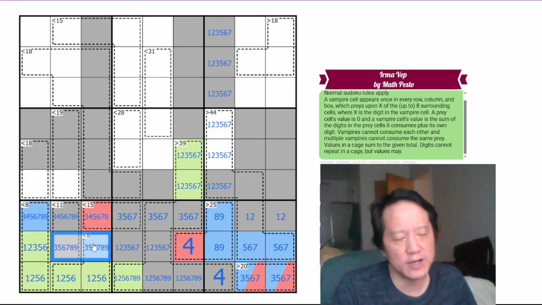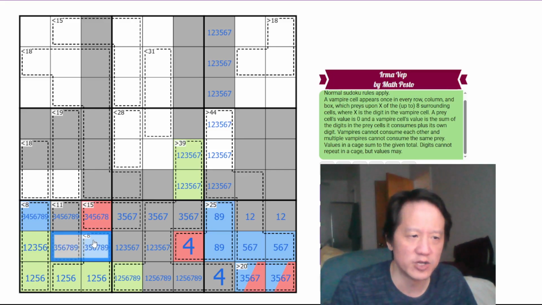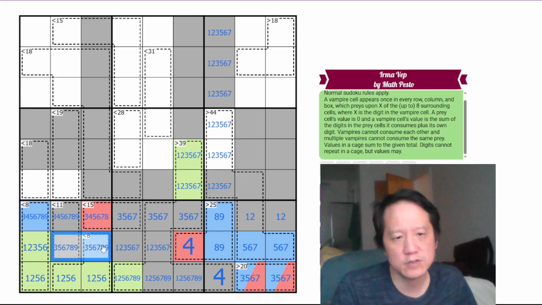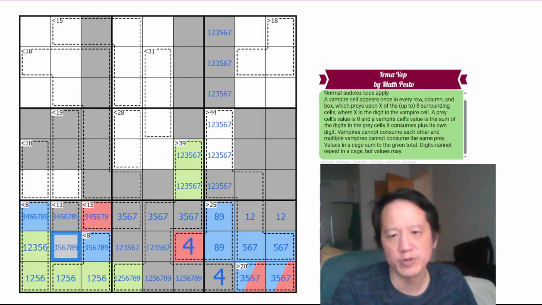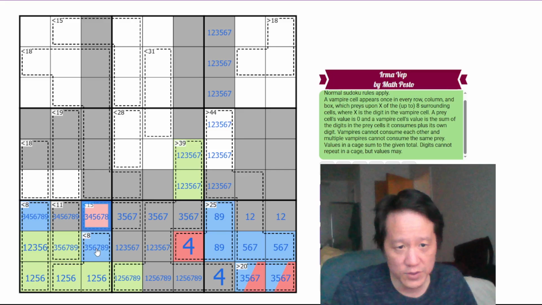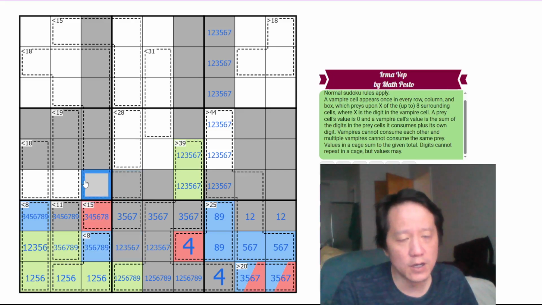So it cannot be 3 and 5. It can't be 3 and 6. 3 and 7 is the minimum here. So if it tried preying upon both of these cells, this is that minimum 3 and 7. This would not be 3 or 7. It would have to be at minimum 4. So it's 3, 4, and 7 is the minimum. And then it would have to prey upon one other cell. 3, 4, and 7 already adds up to 15. So it cannot prey upon this. So this is not prey here. This preys upon here.